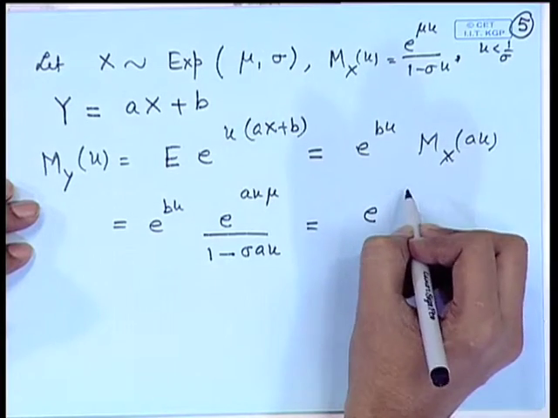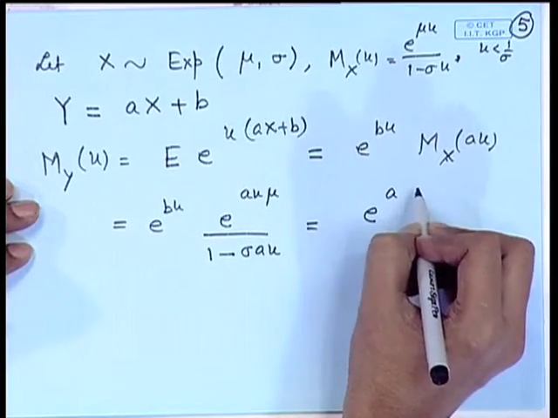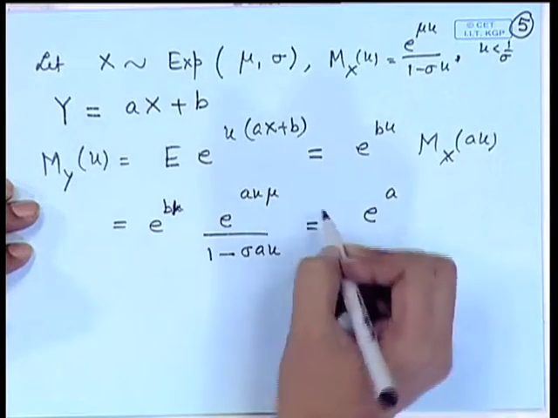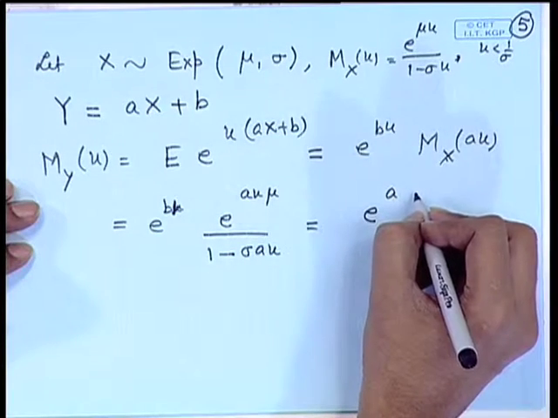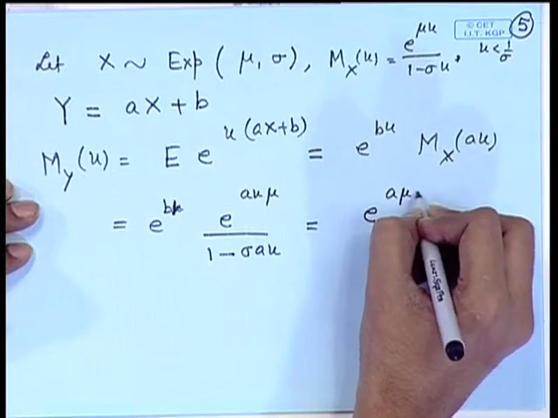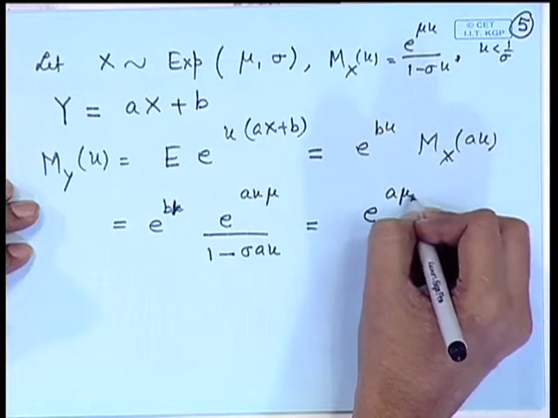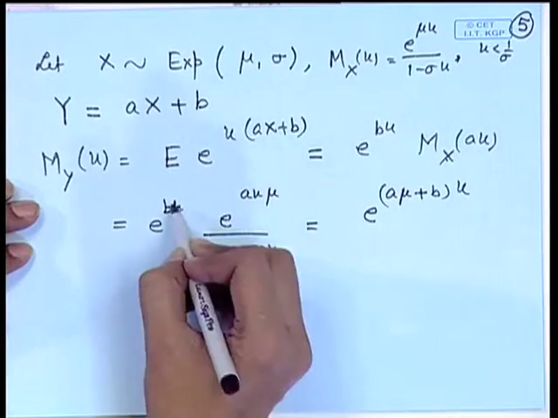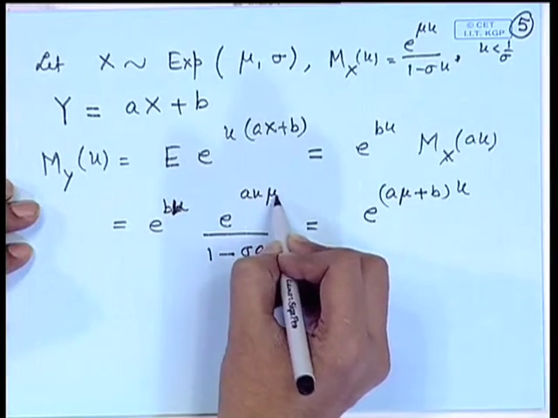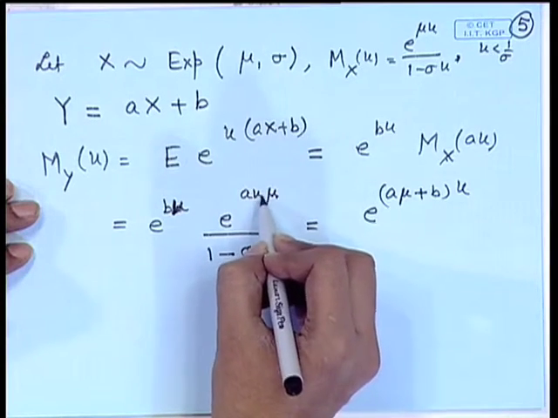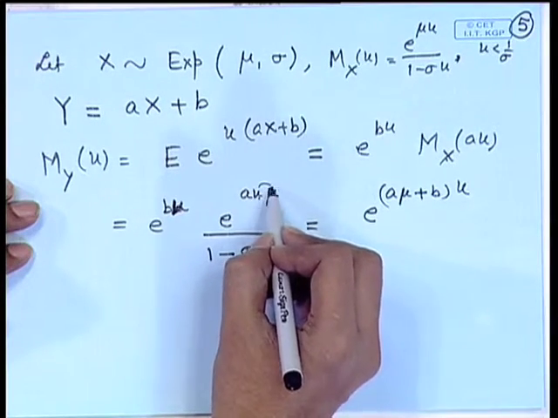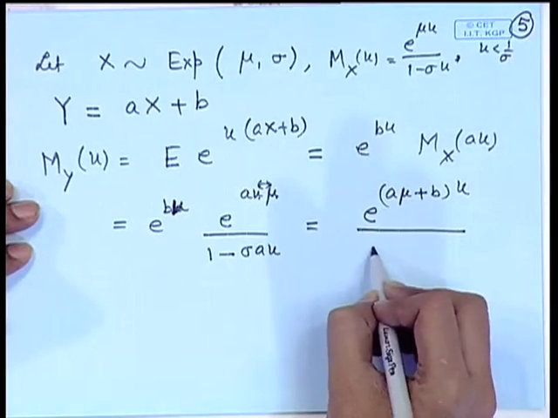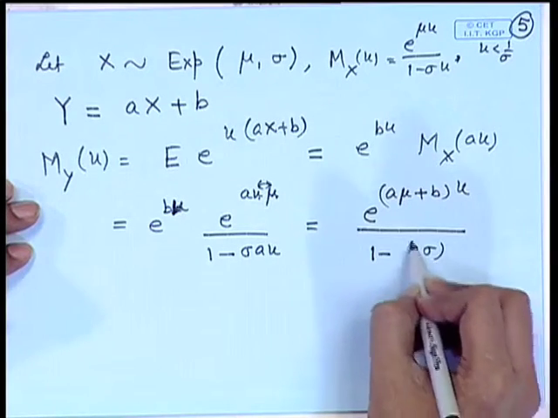So, this we can adjust and write it as a mu plus b u. See, this term was B u and here it is A u mu. So, mu A mu, this u we will interchange here. So, it becomes A mu plus B and then u divided by 1 minus A sigma u.